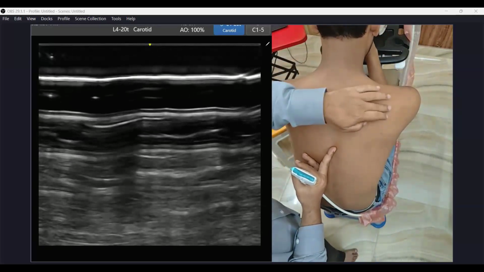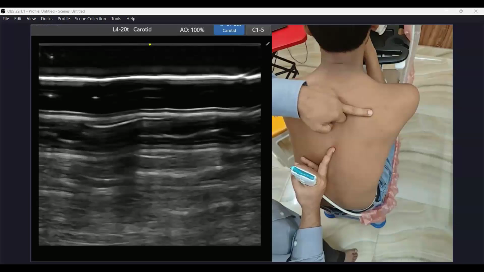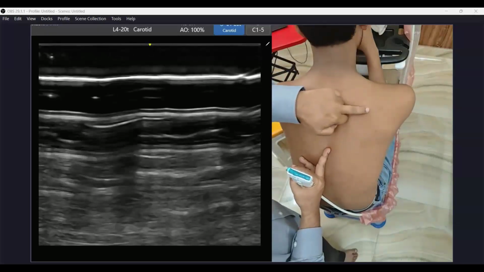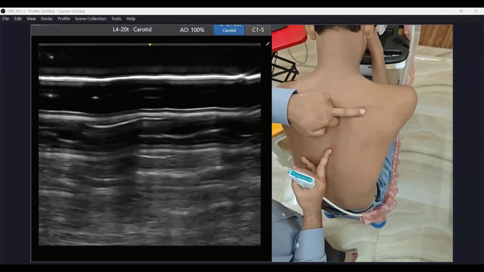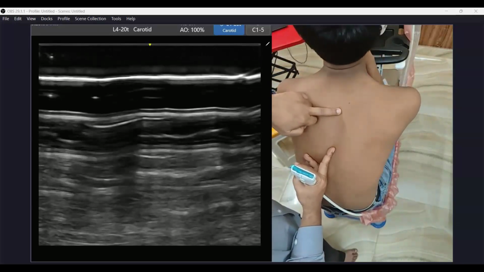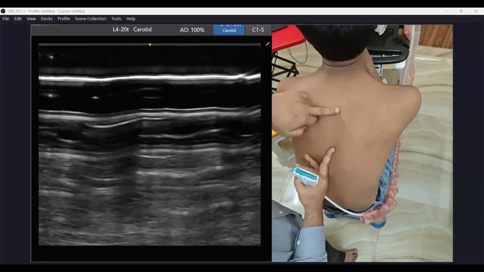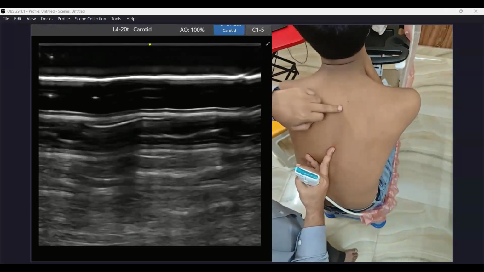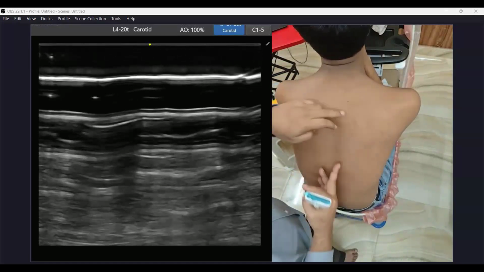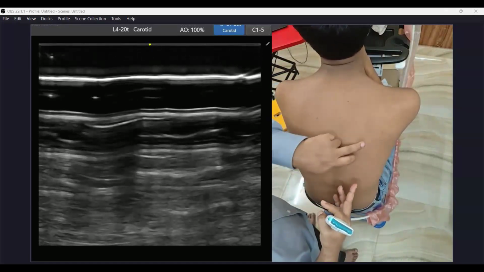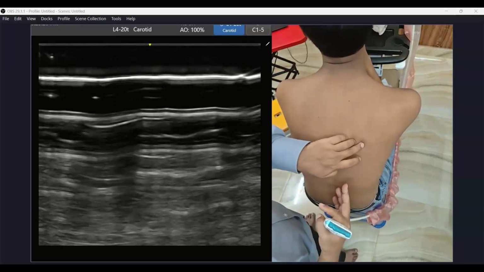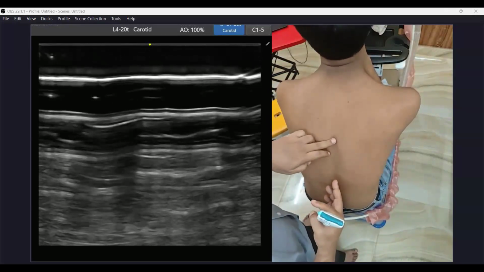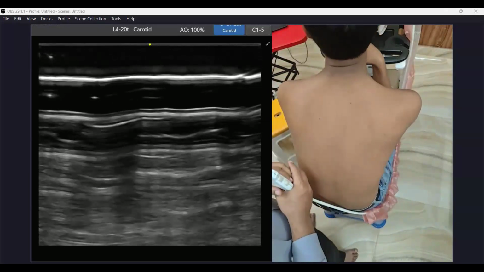So we can palpate the scapular spine. The root of the scapular spine corresponds directly to the T3 spinous process, and the tip of the T3 spinous process corresponds to the T4 vertebral level. Then comes the lower end of the scapular spine, which corresponds to T7. This is just a rough estimation.